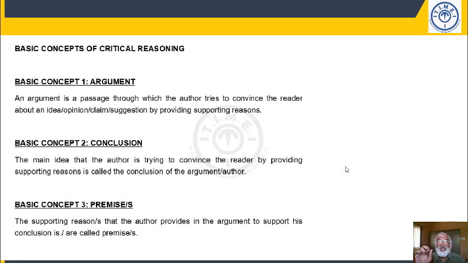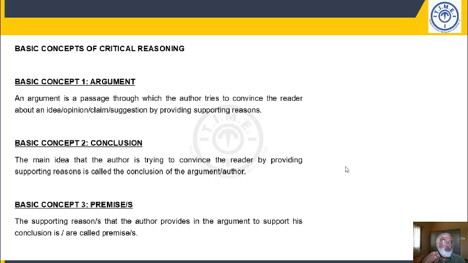So over here, the stimulus would carry a passage in which the author tries to convince the reader about an idea, opinion, or suggestion by providing supporting reasons. That means it is the author's expression of what he understood based on what he knows, and he's trying to put it across to a reader. That would be an argument.